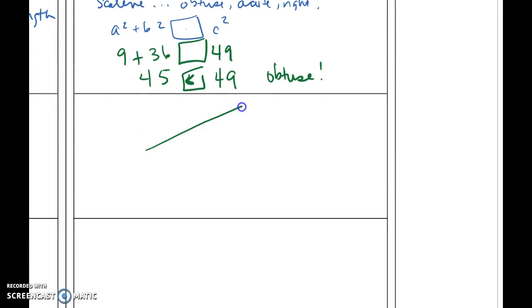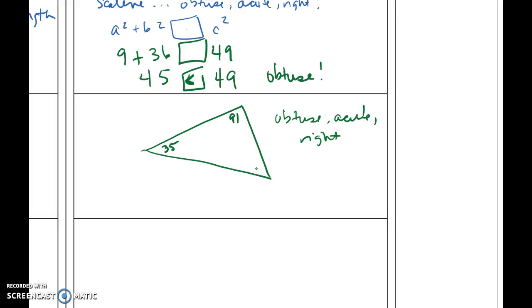Another example might just literally be a picture where I give you this, and maybe I give you angles where this is 91, this is 35, and then maybe I don't even give you this one over here, okay? So what you're supposed to do is figure out, is this obtuse, acute, or right? Well, if you want, you could find this third angle first, and then you'll have all three to look at. But we should know our answer, because 91 is already bigger than 90 degrees, which means this has to be an obtuse triangle. So you don't really have to find the third side.